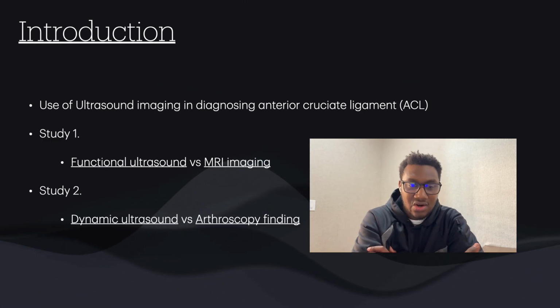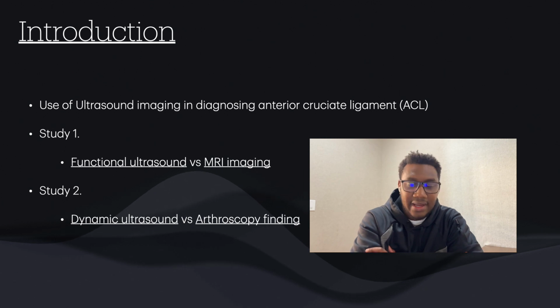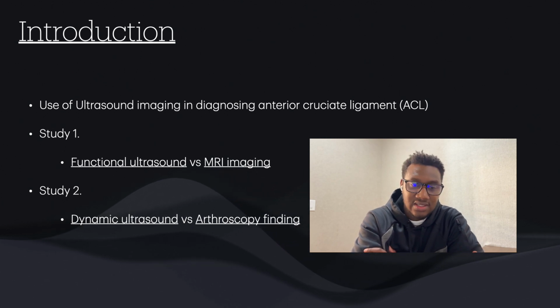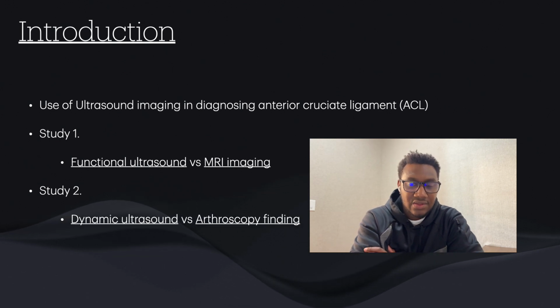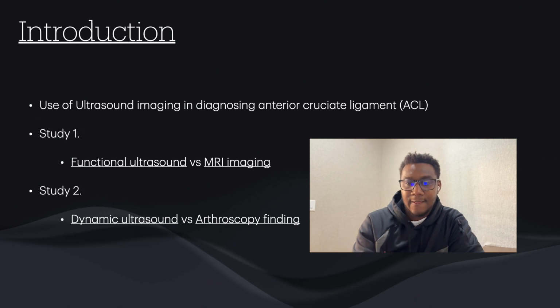Right. So for starters, what exactly are we looking at? Study one, again, we're looking at functional ultrasounds versus MRI imaging, while study two looked at the dynamic ultrasounds versus the arthroscopic findings.